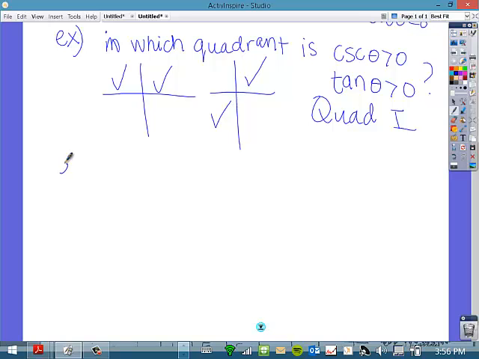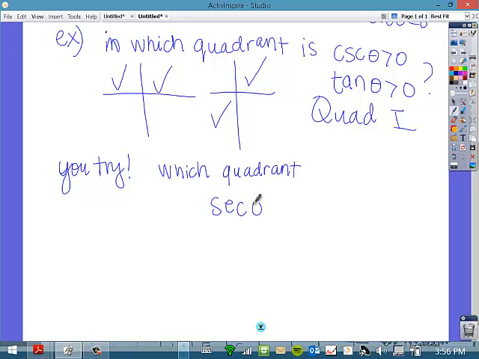Try this next one on your own, meaning you're going to pause your video, write this down on your piece of paper. Which quadrant is secant of theta greater than 0 and cotangent of theta less than 0? So pause your video, try this one on your own.